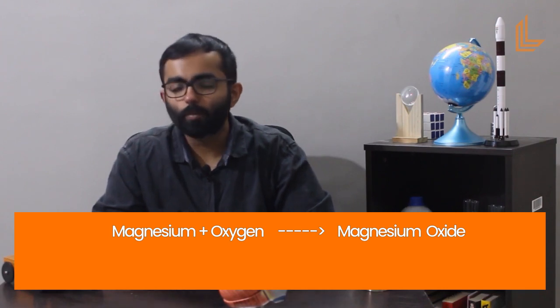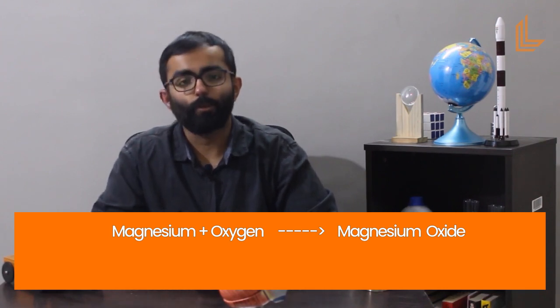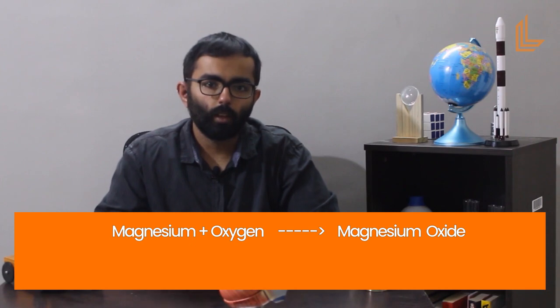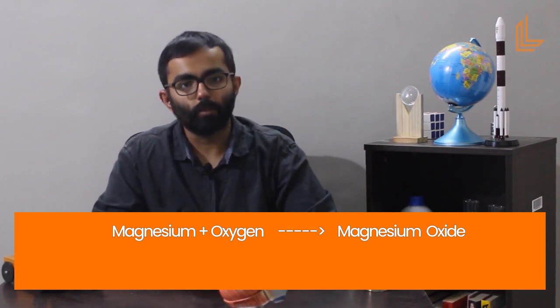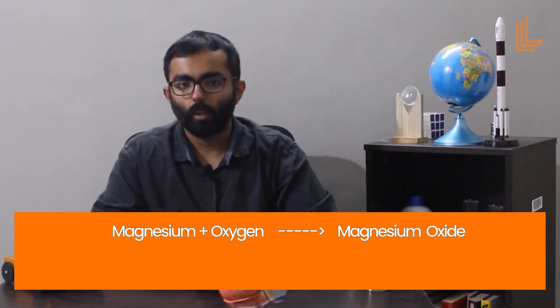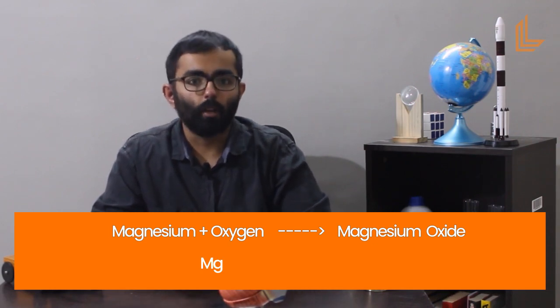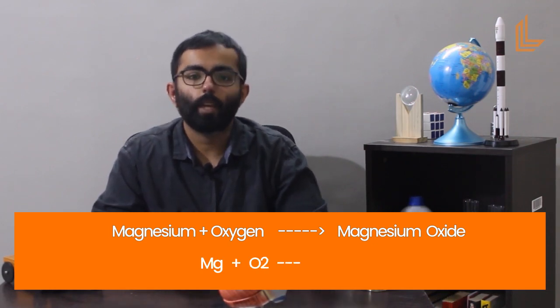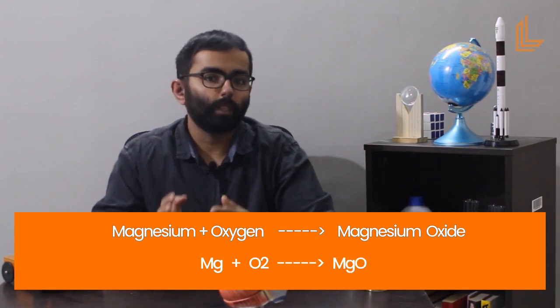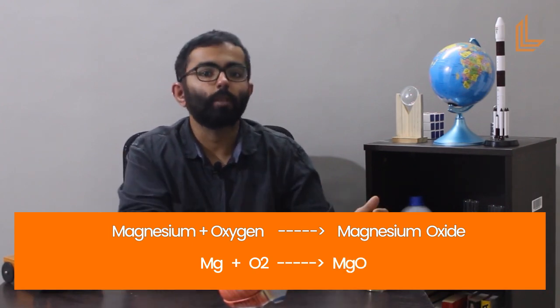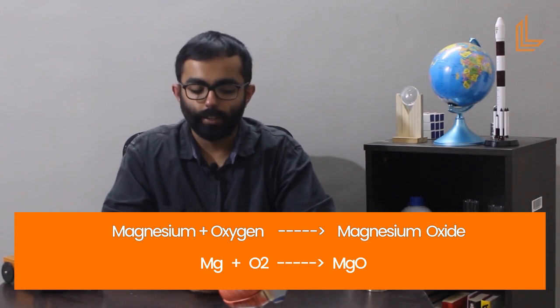So, this is a word equation. Now, can this be represented in the form of a chemical equation? Of course it can. We have learned about periodic tables in our previous classes. So simply applying the same, Mg plus O2 will give us MgO, that is magnesium plus oxygen will give us magnesium oxide.